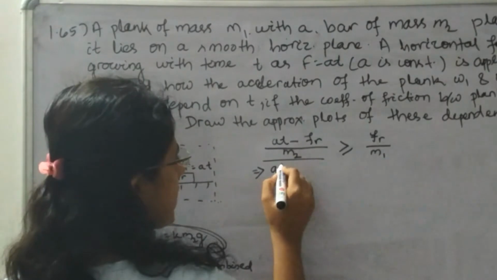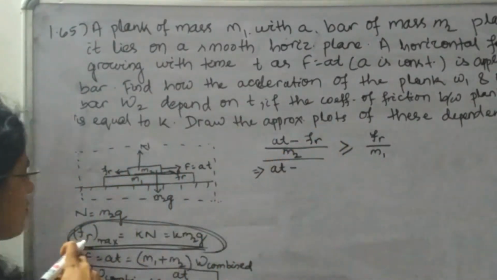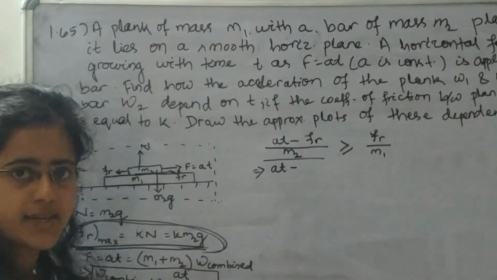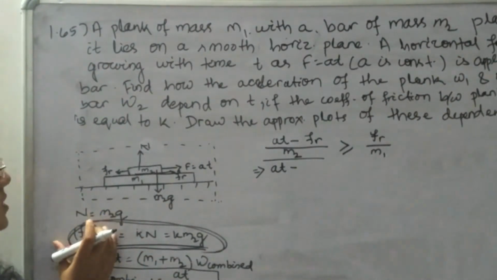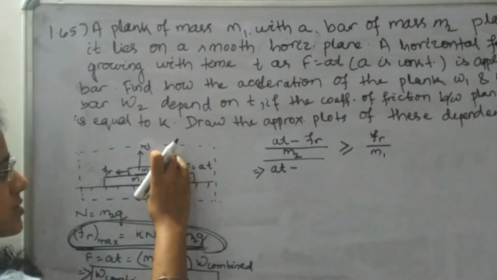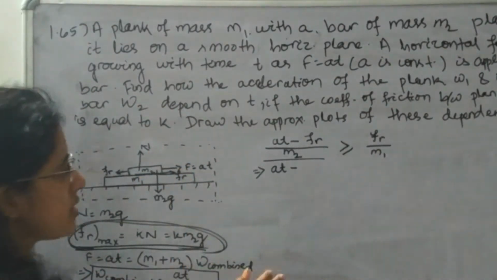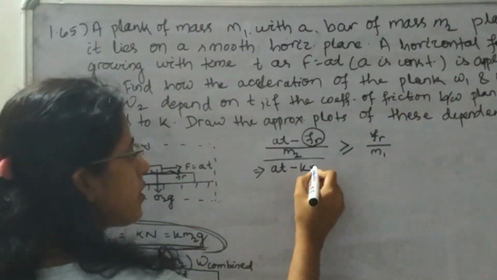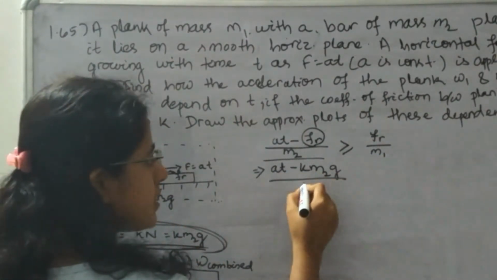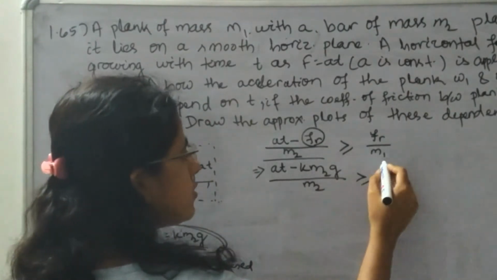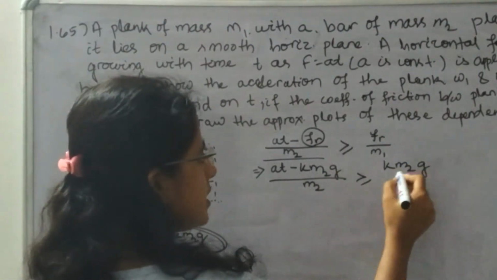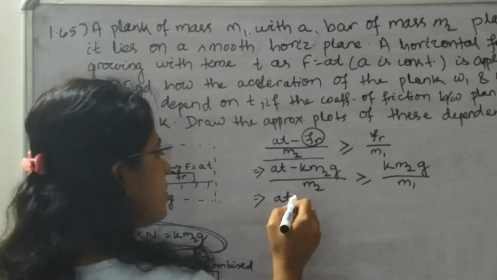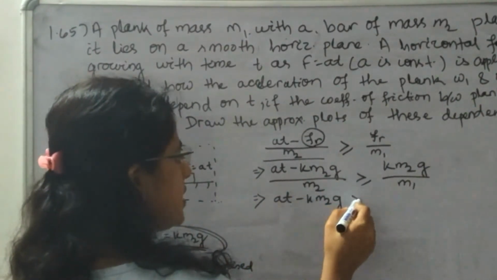So you can see that At minus the maximum frictional force is how much? K into m2 into g. We have to calculate the time after which this maximum frictional force is reached and these two blocks are moving separately. Okay, so (At minus K into m2 into g) divided by m2 is greater than or equal to K into m2 into g divided by m1. Okay, so At minus K into m2 into g.